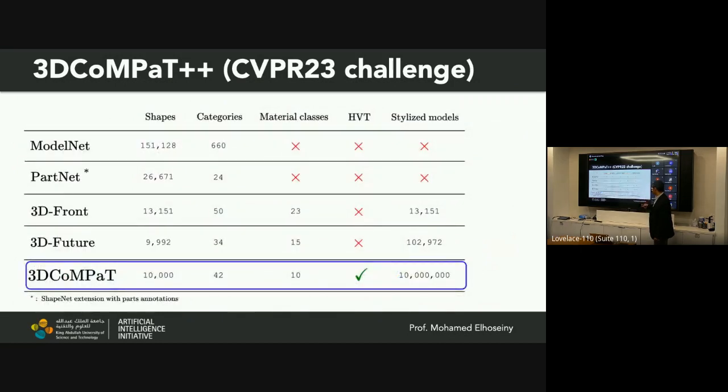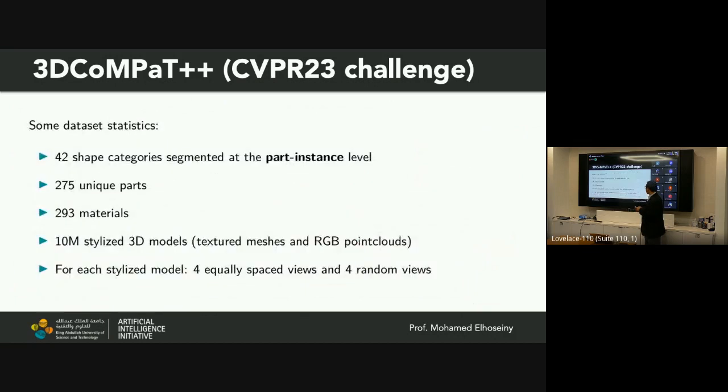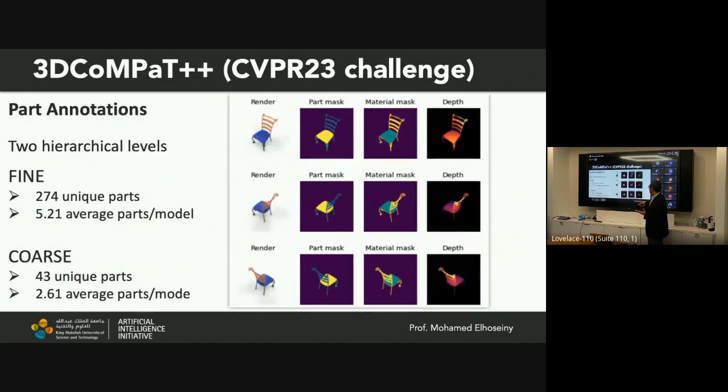You can see how different the dataset is from existing datasets at the time. This is the number of stylized models, and this number means the number of compositions of the geometry as well as the part-material pairs that define the configuration of the current 3D model. We have 10,000 unique geometries, 42 shape categories, 275 parts, 293 materials, and for each one, four equally spaced views and four randomized views, you have part mask, material mask, and depth information. You also have the surface normals, if that happens to be useful.